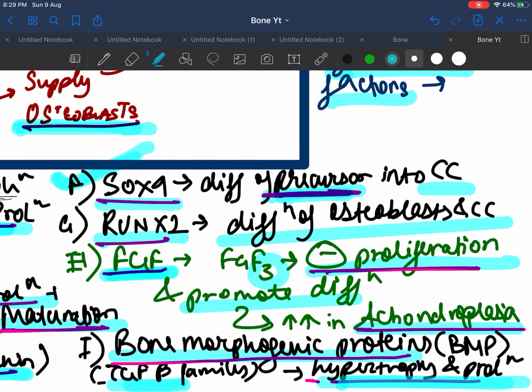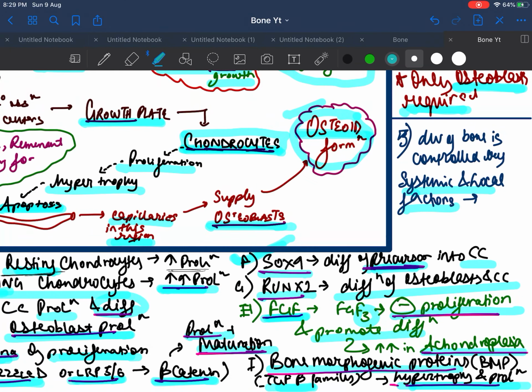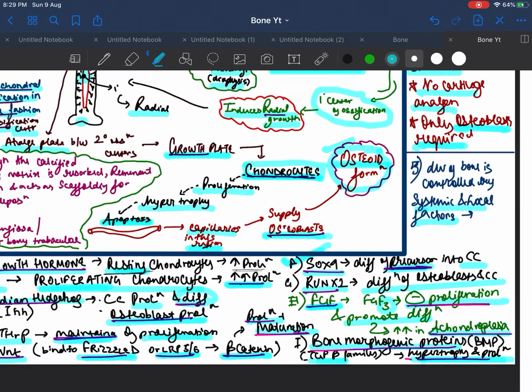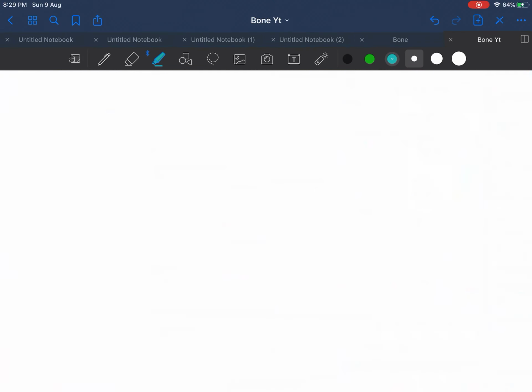And also there is bone morphogenic protein, BMP, which comes under the TGF beta family, and it is responsible for hypertrophy and proliferation. This is very important, just like the WNT signaling pathway which activates beta catenin, the BMP also activates the active osteoblasts. So this was all regarding the introduction of bone pathology.